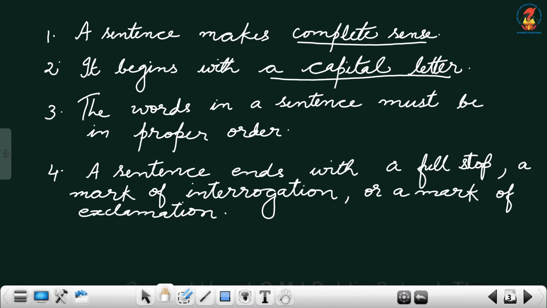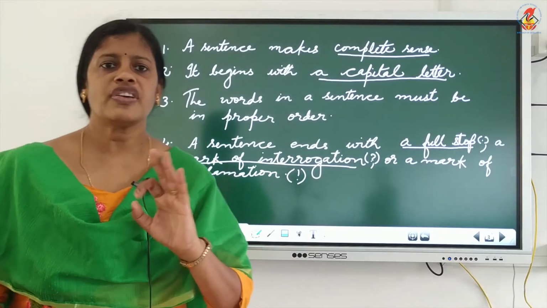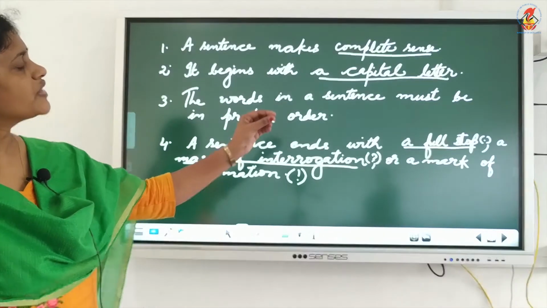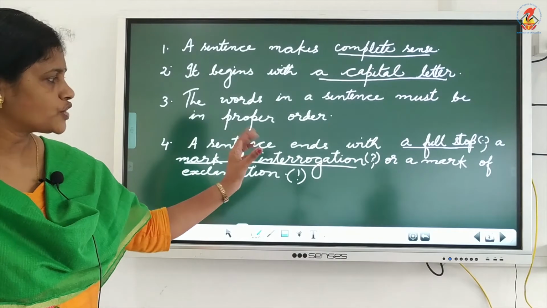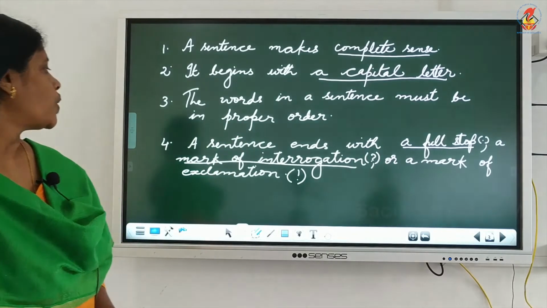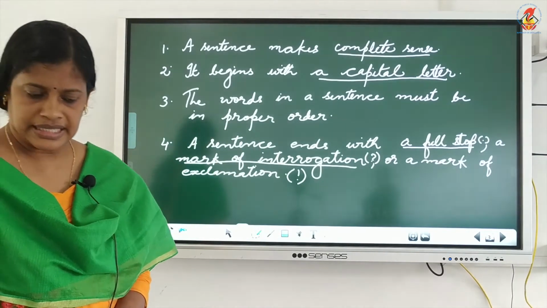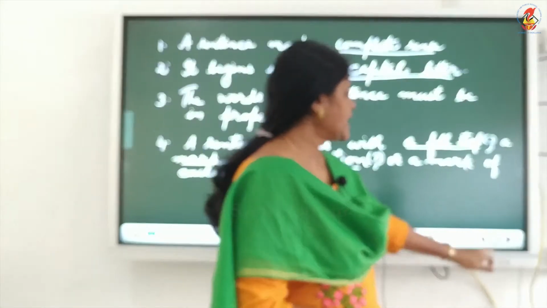The next one, a sentence ends with 3 things. It can end with a full stop, mark of interrogation. What do you mean by a mark of interrogation? It means a question mark, or a mark of exclamation, which means an exclamatory mark. How does a full stop look like? Just a dot. Is it clear? So there are 3 ways of ending a sentence, either with a full stop or with a mark of interrogation, that is question mark, or with exclamation mark. Is it clear?